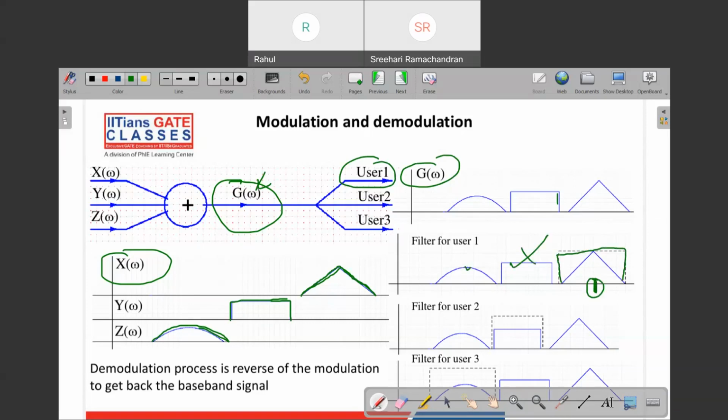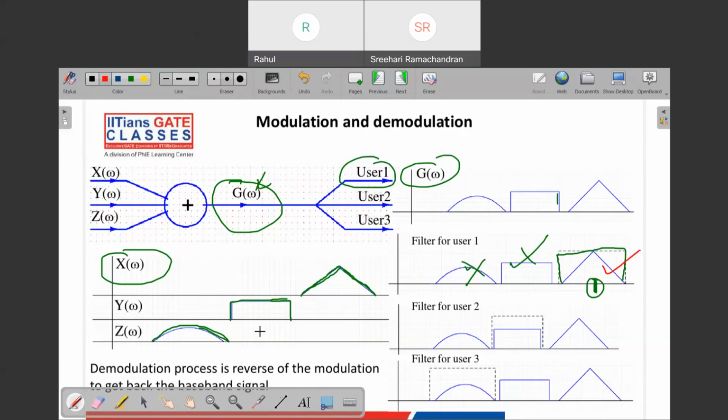So these two will not be allowed to reach user one because of this band pass filter, and only this triangular one will go through the filter. So this one will pass through. Similarly, for user 2, the band pass filter will look like this, and for user 3, the band pass filter will look like this. So this is how the interference is being removed with the help of the modulation.